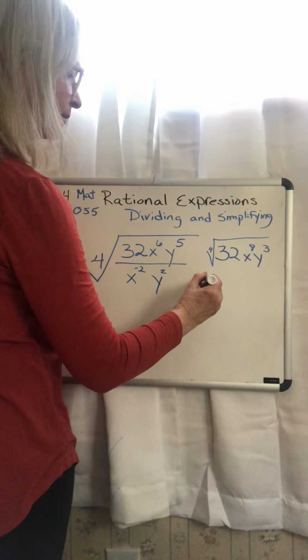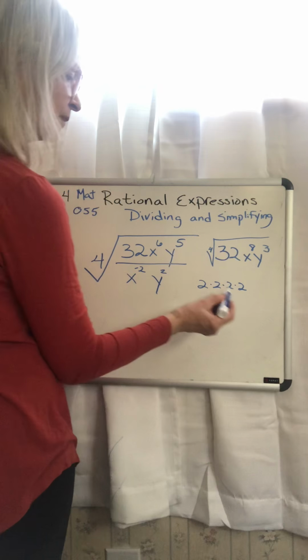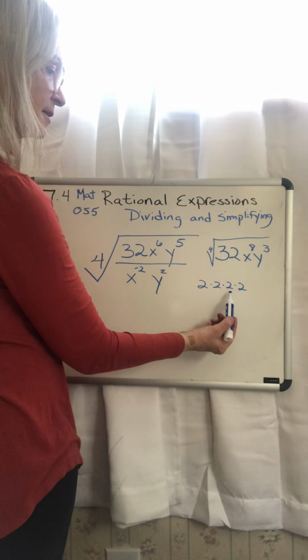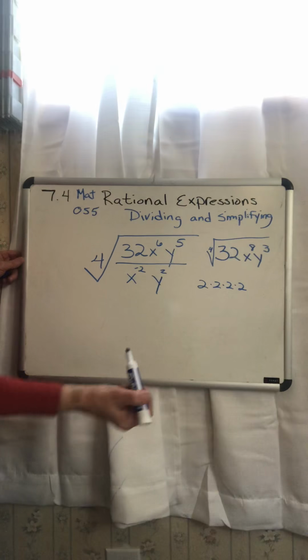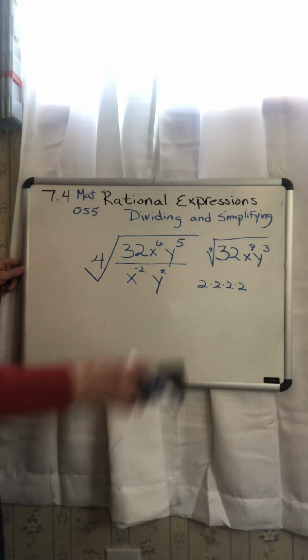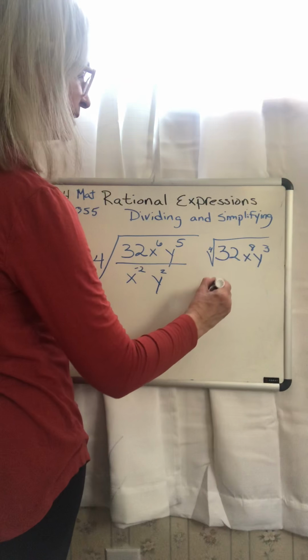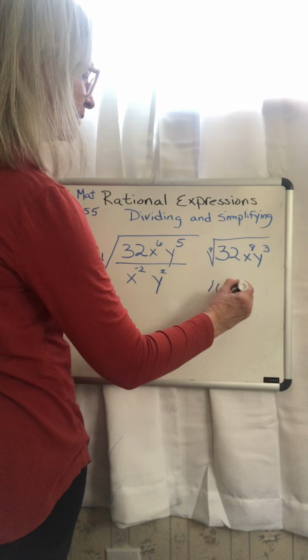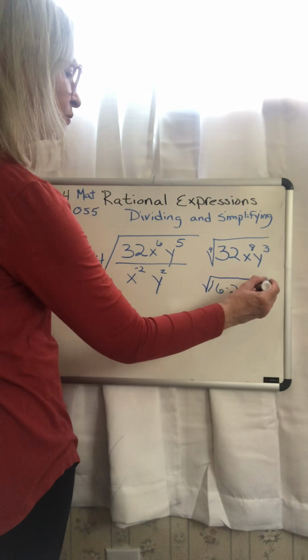Well, let's think about it. 2 times 2 times 2 times 2. 2 times 2 is 4, times 2 is 8, times 2 is 16. So it doesn't work for the 2's, but what if we factor it so that we had 16 times 2? So 16 would be a perfect root 4.